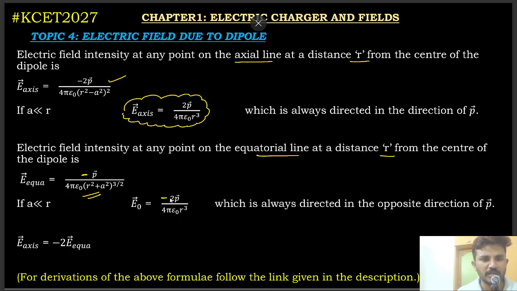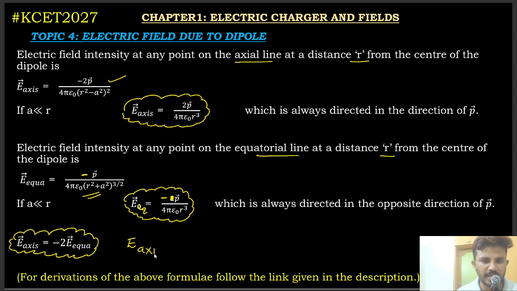If we compare E axis with E equatorial, here 2 is there, here in E equatorial 2 will not be there. In E axis we have 2p, here only p will be there. Here minus is there, here minus is not there. So that's why we'll write E axis is equal to minus 2 times E equatorial, or in scalar form it is just E axis is equal to 2 times E equatorial.